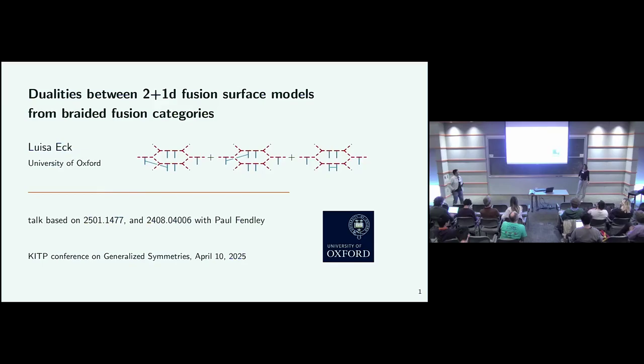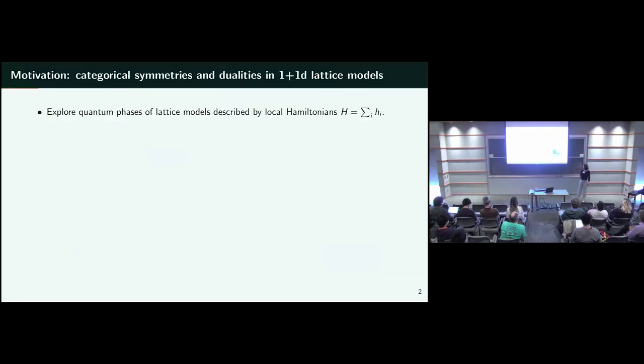So my talk today is about a class of 2+1 dimensional quantum lattice models, which in some sense generalize the anyon chain. And in particular, I want to talk about dualities between these models. And my talk is based on my recent arXiv preprint as well as earlier work with Paul Fenley.